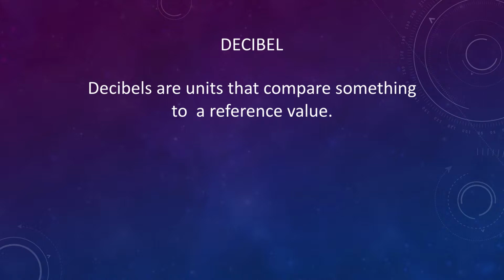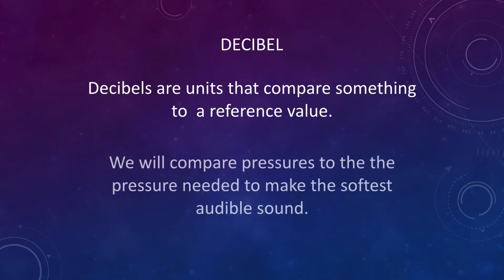In our case, we'll use the sound pressure at the threshold of hearing, 2 times 10 to the minus fifth pascals, as our reference. So all other sound pressures are referenced to the softest audible sound. As mentioned before, the way we perceive sensations is related to the exponents or logs of a number rather than the number itself. Decibels use a logarithm to make the ratios relevant to what we perceive.